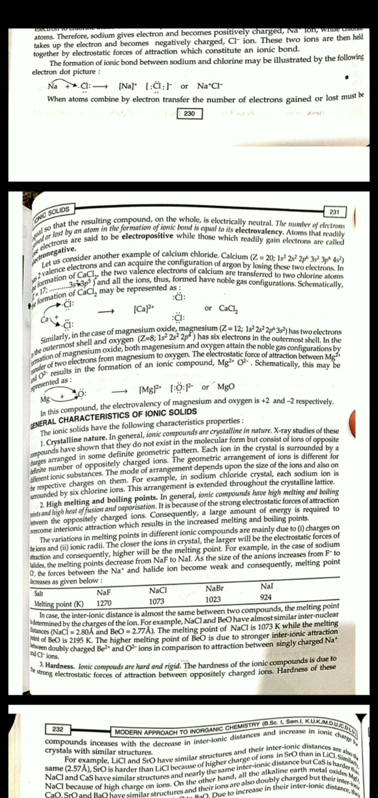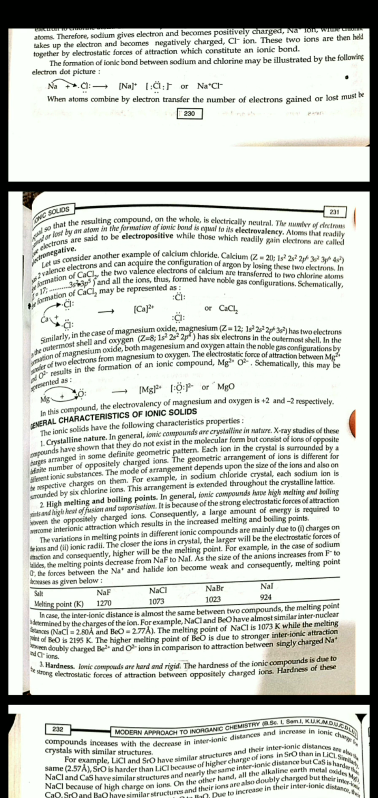Consequently, a large amount of energy is required to overcome interionic attraction, which results in increased melting and boiling points. The variation in melting points in different ionic compounds is mainly due to, first, the charges on the ions, and second, ionic radii. The closer the ions in the crystal, the larger the electrostatic forces of attraction and consequently the higher the melting point.